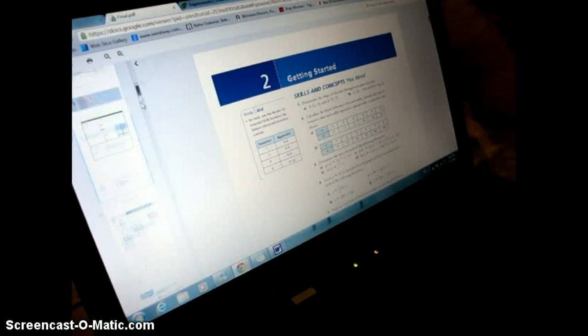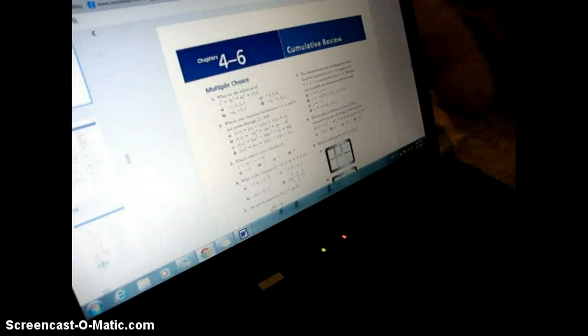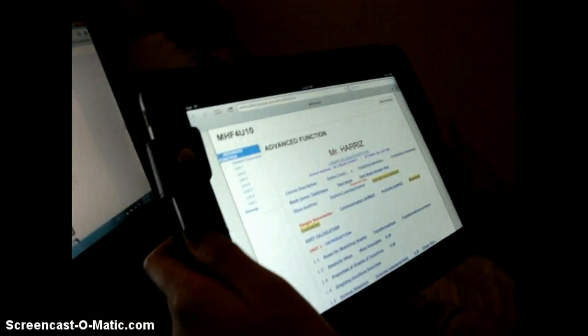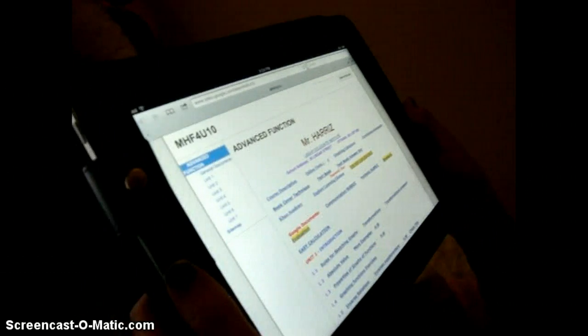So here's chapter 2. We'll scroll down. Here's a review of chapter 4 to 6. And I have it opened on the iPad right here. I can take it with me wherever I go, on the bus to school, at home, whenever I don't have my textbook. So it's really handy. And there's a textbook answer key along with the textbook, so you can check to see if you did the homework right.